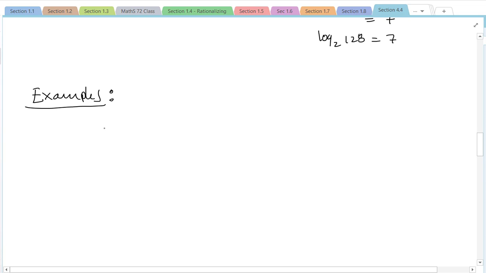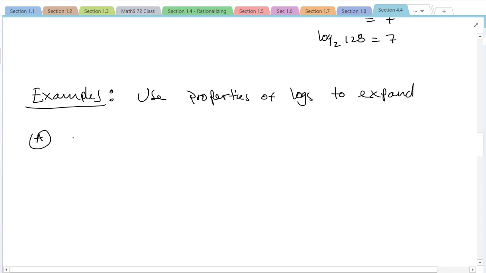Our instructions are going to be: use properties of logs to expand. The first one, let's say, is log base 3 of x cubed y to the 4th over z to the 6th.